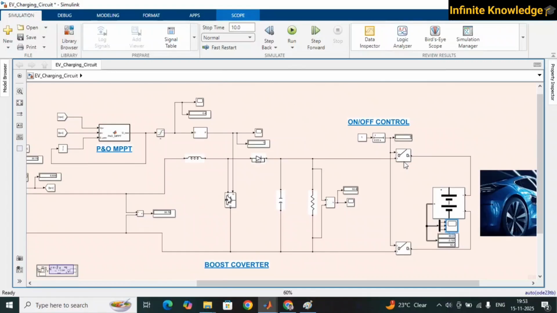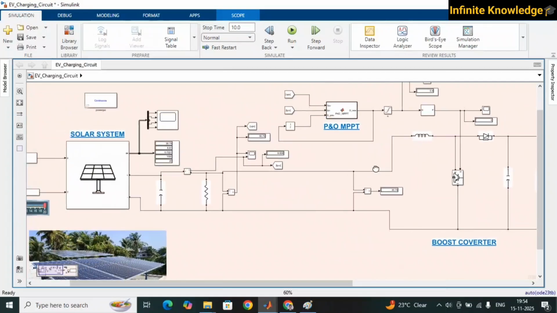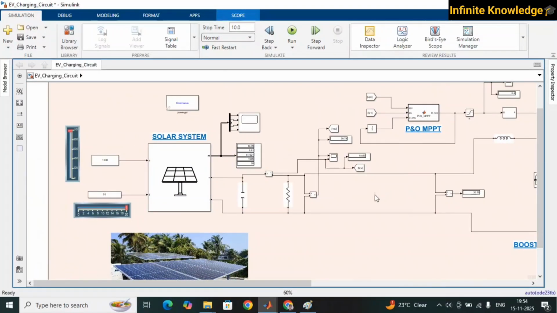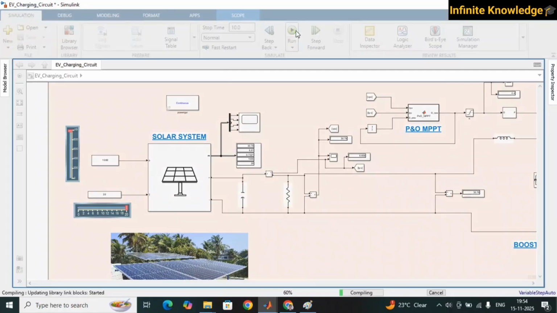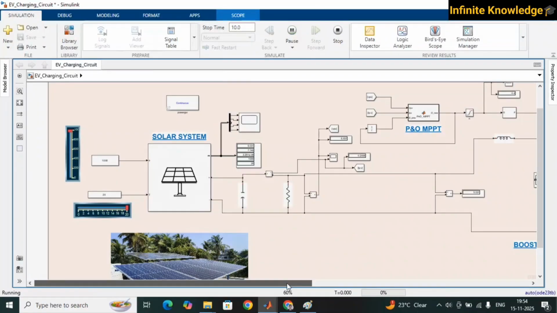So why have we considered 48 volt? Because if you consider an electric vehicle, a two wheeler specifically, then the battery may be 48 volt or maybe 60 volt in between. So that's why we have considered it. We have only considered one solar panel, in series and in parallel, only one panel is there, and that's why we are getting 30 volt and 6 ampere.